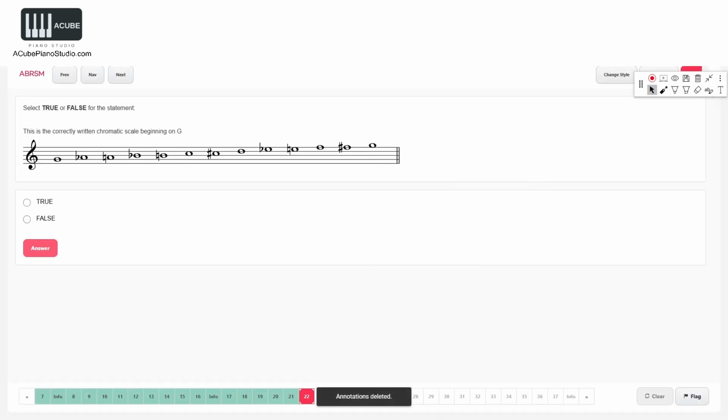Alright, next let's move on to this part here. This is the correctly written chromatic scale beginning on G. For this type of question, first you check: start with G, end with G, correct. Next, we need to make sure that every single note, ignoring the flats and sharps, is used, and there's no note that is used more than twice. So G, then these two are A, then B, then C, then D, then E, then F, then G.